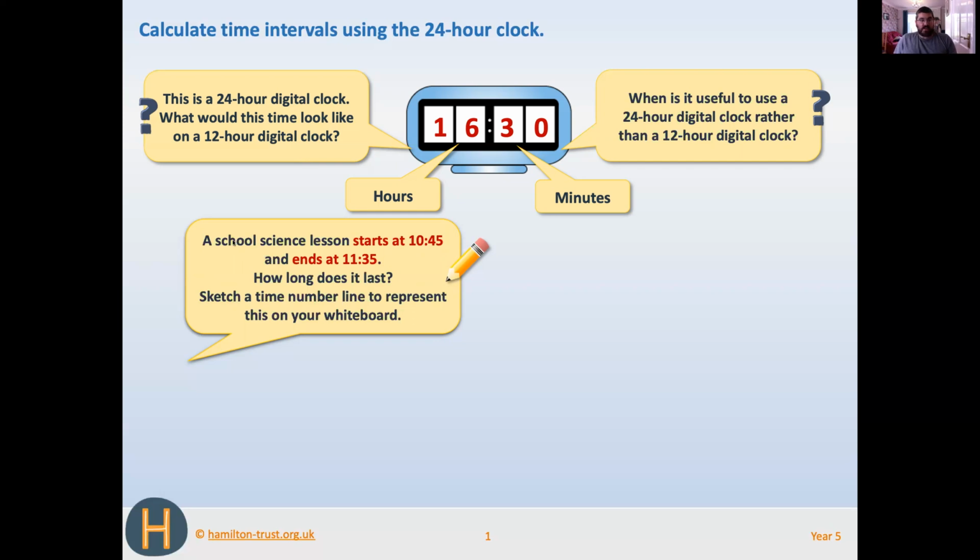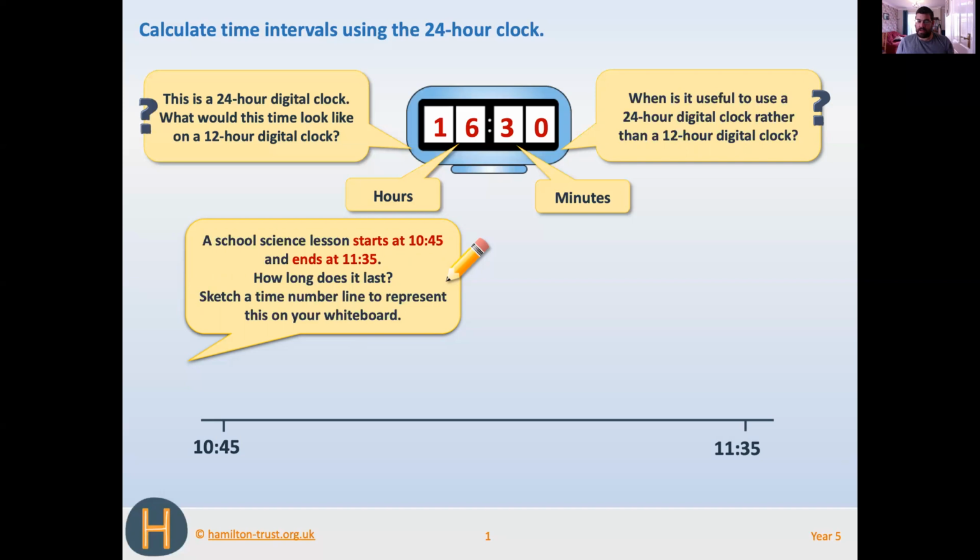This is a school science lesson that starts at 10:45 and ends at 11:35. How long does it last? How could you do this? Well, lots of different ways. You might be able to look at that and know straight away, because you recognize there's something close about these. Is it more or less than an hour, do you think? Hopefully you think it's less than an hour, because we can't jump a whole hour on. You could think about jumping a whole hour on and then working out how far back to jump. That would be a quick way of working it out. Some of you might have done that already.